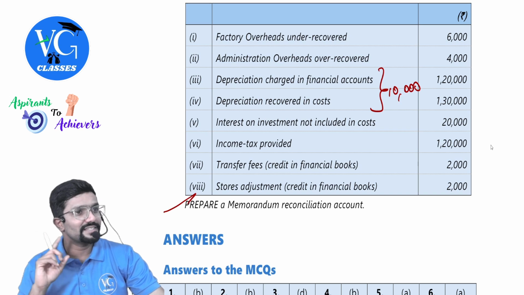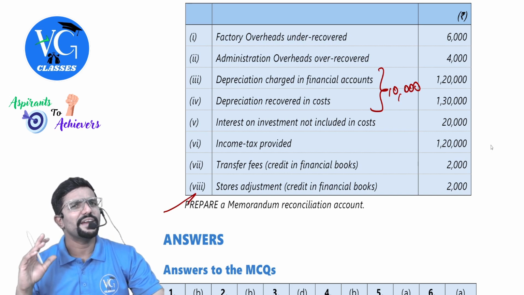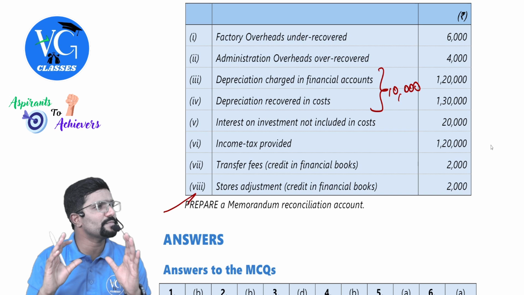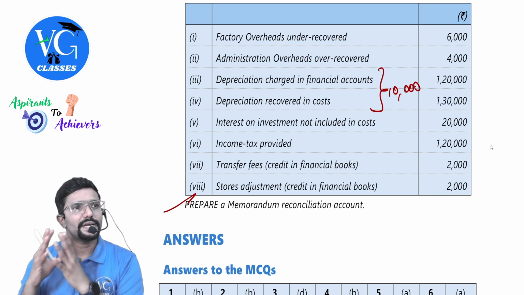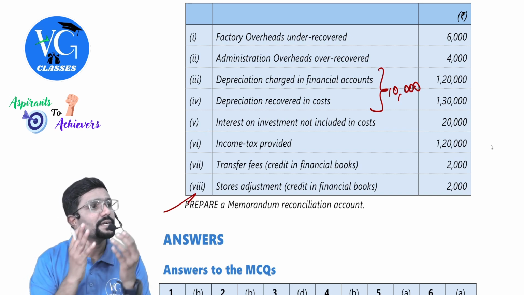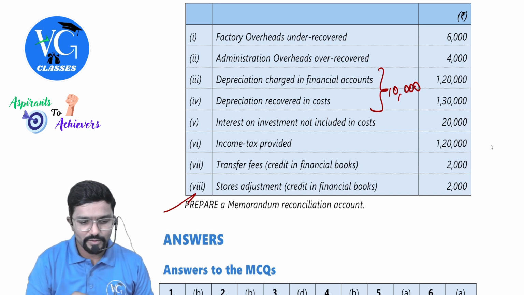They are not asking for the statement, just the account. Simple. Whatever you are supposed to add, credit side. Whatever you are supposed to deduct, debit side. Clear now? Okay, we'll go to the solution.